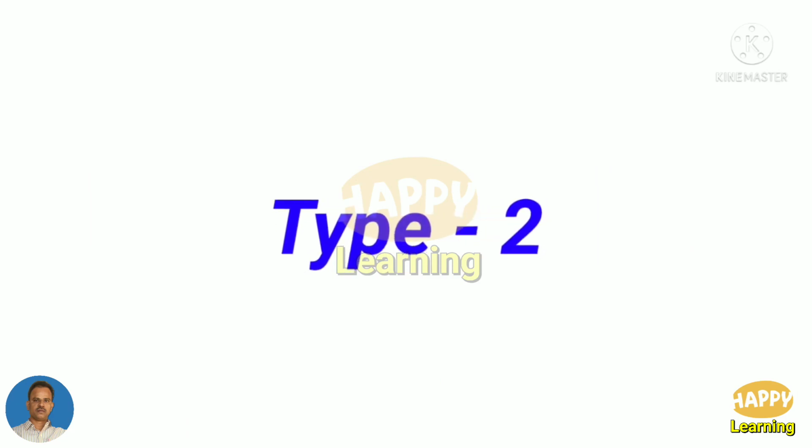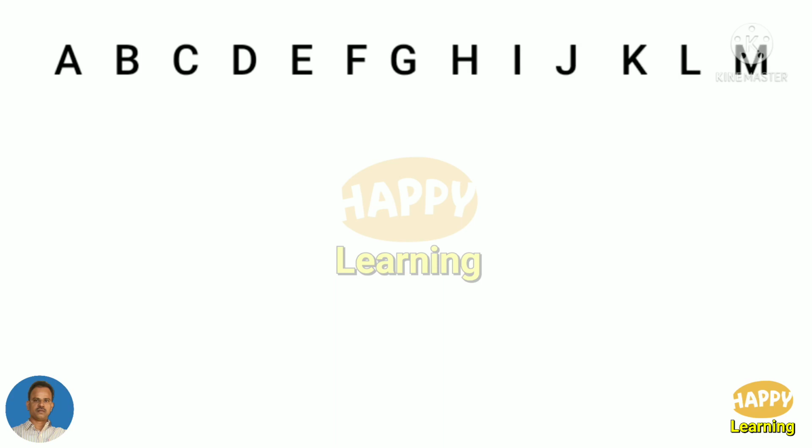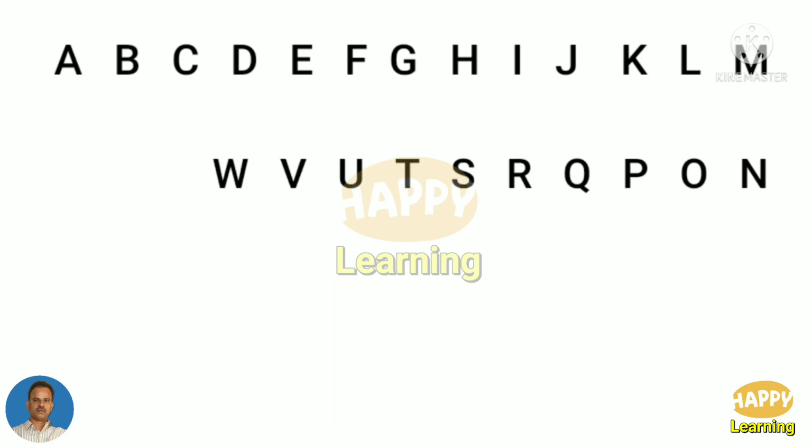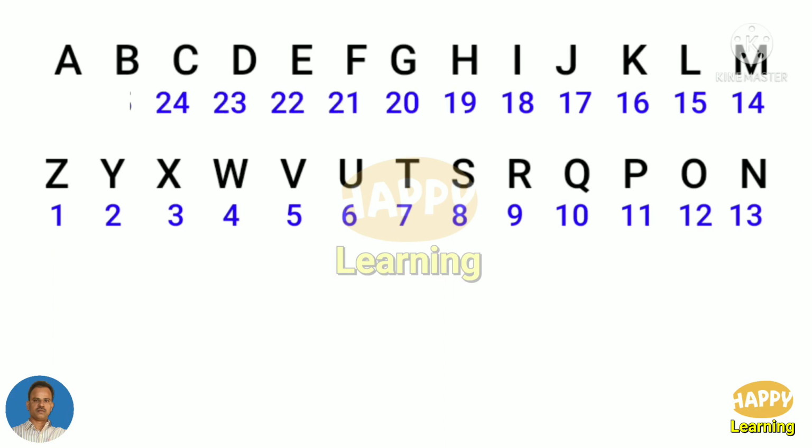Then type 2. So once again here all the alphabets are written, A, B, C, D, E, F, G and so on. Then we'll give some number coding to each letter. Here the coding will be different from the previous one. Here Z is coded as 1, Y is coded as 2, X as 3, W as 4, V as 5 and so on. Then N is coded as 13, M is coded as 14 and A is coded as 26.